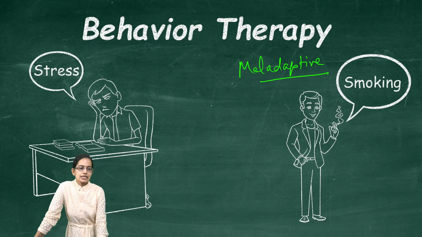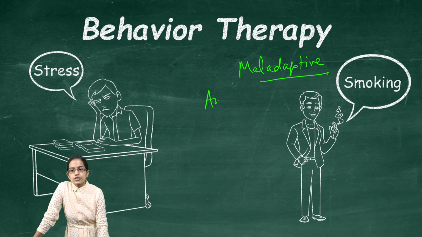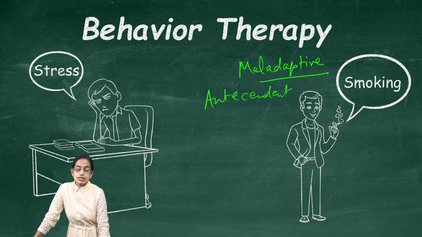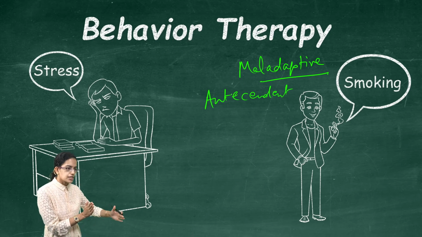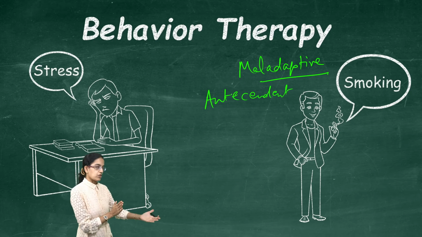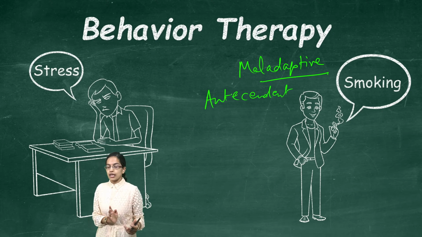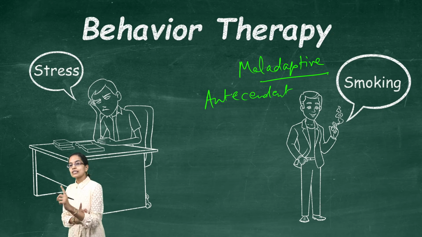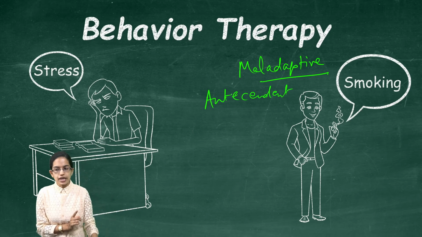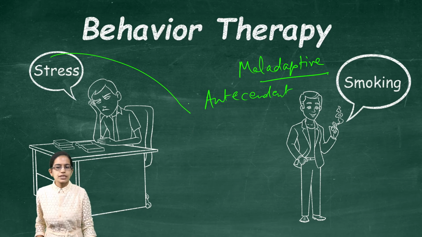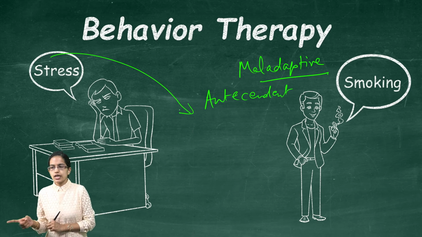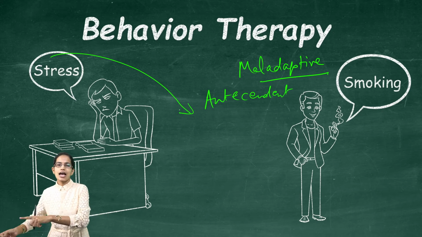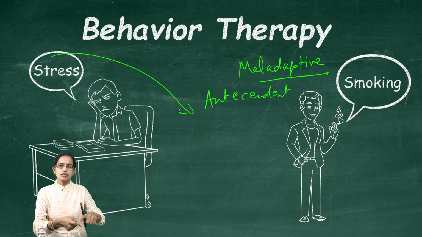The next step is the factor. It could be an antecedent factor. Antecedent factors are the factors that precede the behavior. So when a person says that I am smoking, what is the thing that precedes that behavior? Probably it could be stress. So here stress acts as an antecedent factor to smoking.